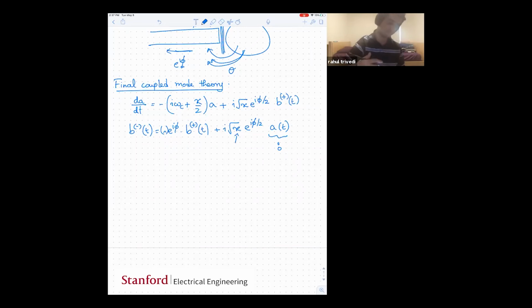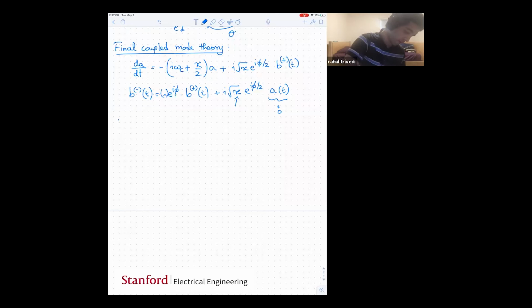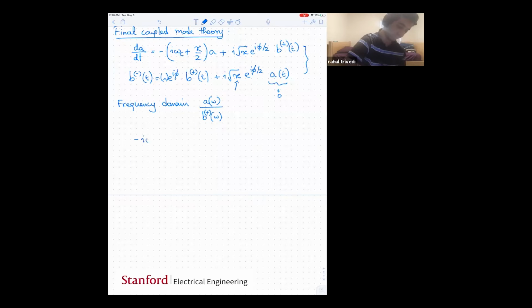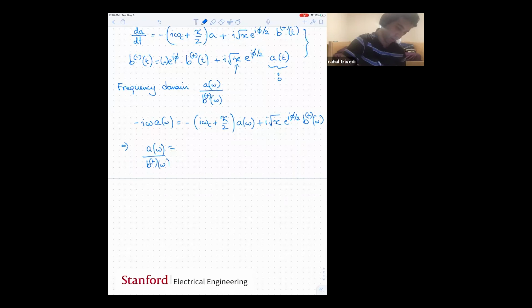So let's draw some very simple conclusions from this coupled mode theory. One thing that we can calculate, let's say in frequency domain, is the cavity amplitude A of omega divided by the amplitude of your input B plus of omega. So you excite your cavity with some frequency omega. How much is the amplitude inside the cavity? You can get that by simply Fourier transforming these equations. If I write down the Fourier transform, I get minus i omega A of omega is minus i omega C plus kappa by 2 A of omega plus the input term with B plus of omega. And this immediately tells you that A of omega divided by B plus of omega is equal to i times square root of kappa exponential i phi by 2 divided by i times omega C minus omega plus kappa by 2.